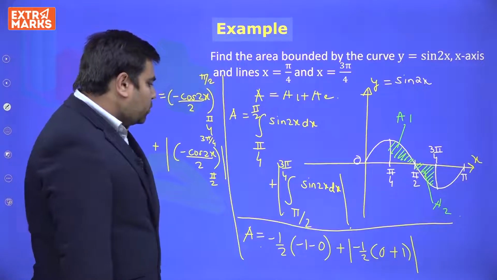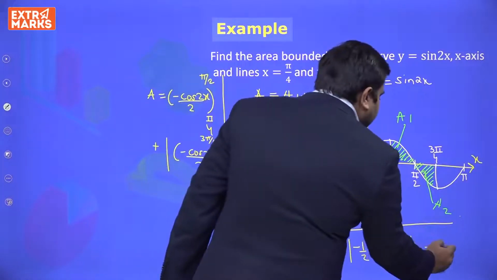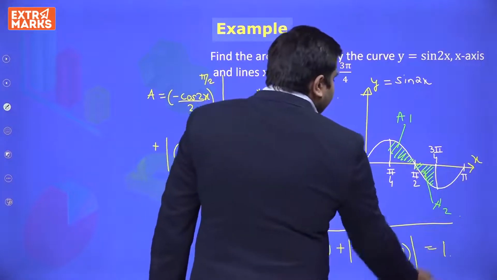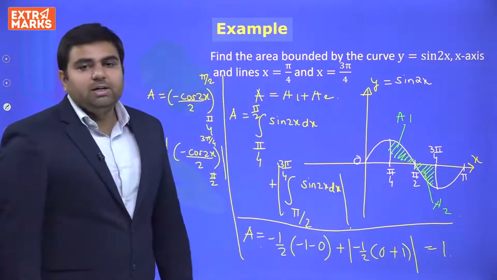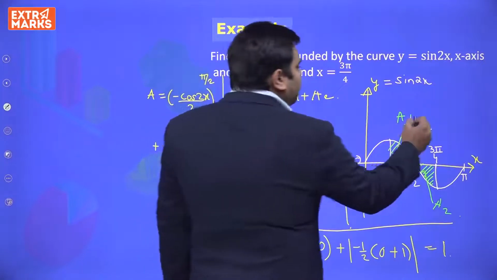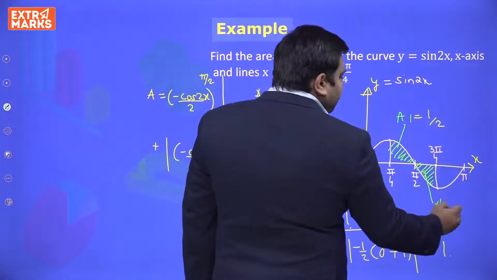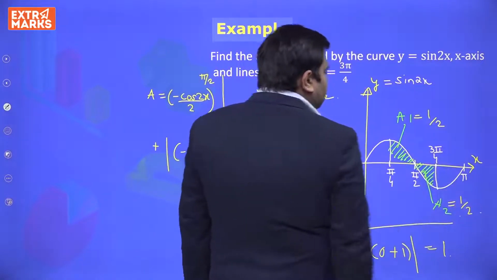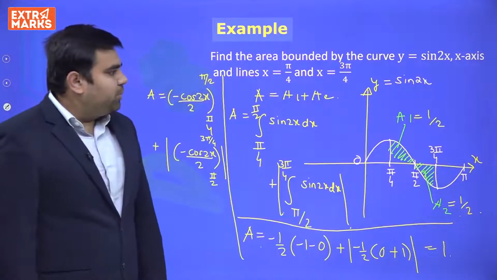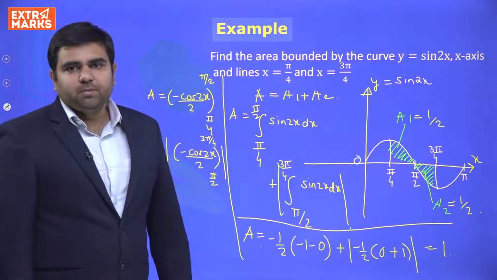This is 1 by 2 plus 1 by 2, which will come out to be 1. So 1 is the final area, because this A1 is coming out to be 1 by 2, and this A2 will also come out to be 1 by 2. So the area is coming out to be what? It is coming out to be 1, right?